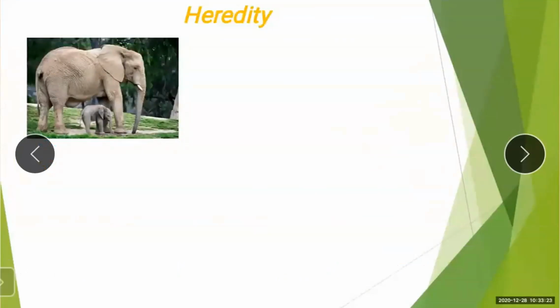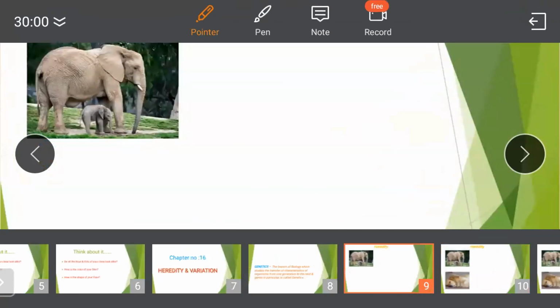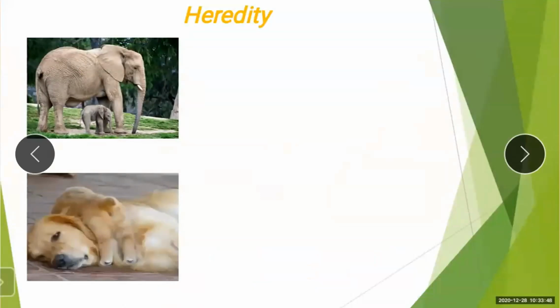Yes. Now, see in this picture, students. This is all about heredity now. Observe the picture of this elephant and the baby elephant. You can see that these two animals which we are seeing in this slide are similar to each other. Yes or no? Yes. See the second picture. Here, the puppy is as similar as his mother dog. Yes or no? So, what are the reasons behind this?